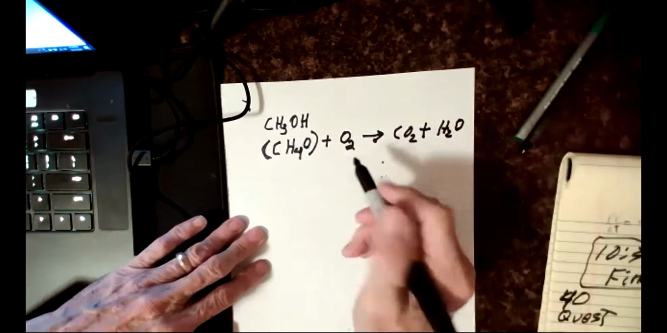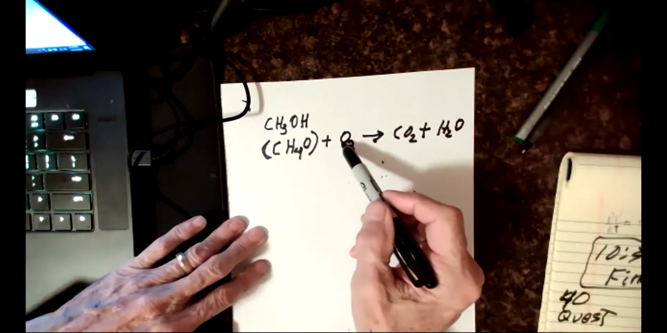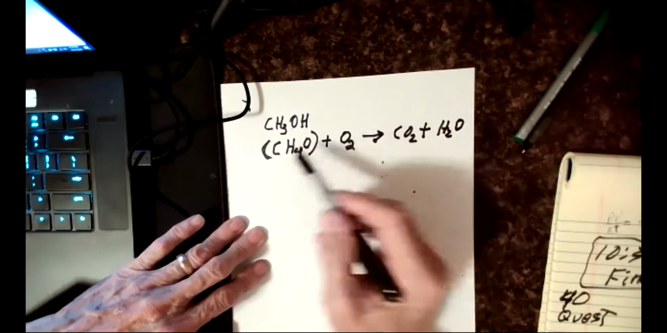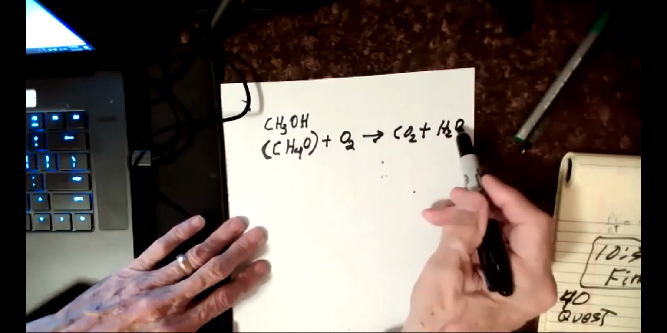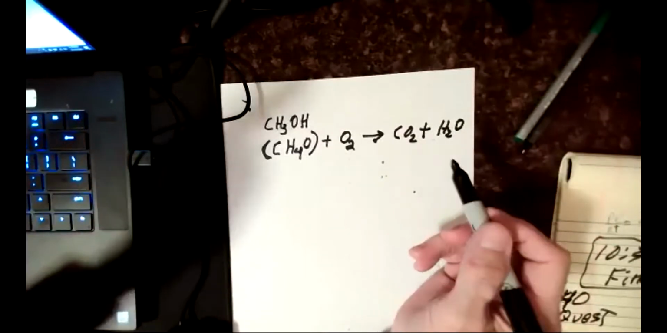Okay, now I'm balancing the equation. When you combust something, you react it with oxygen. When you react a compound with oxygen, you get the oxide of each element. Carbon is going to be carbon dioxide. Hydrogen is going to be water. Now, this is my basic reaction to start with.